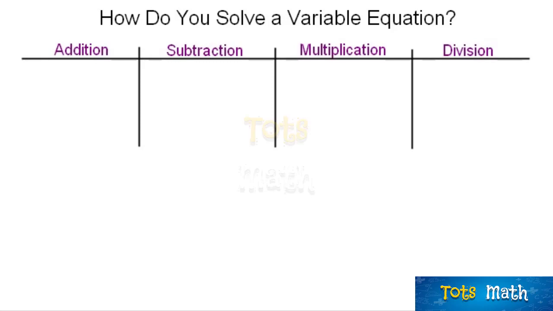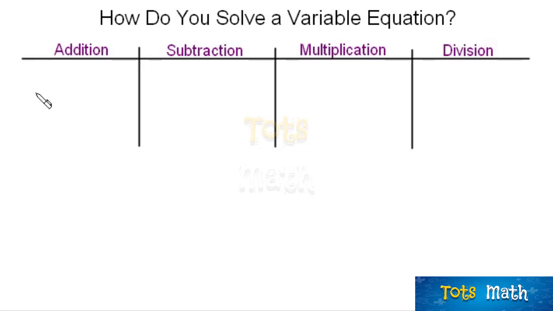How do you solve a variable equation? Well, that all depends on the equation. The four main types of equations are addition, subtraction, multiplication, and division. So let's take a look at how we would solve each one of these different types of equations.